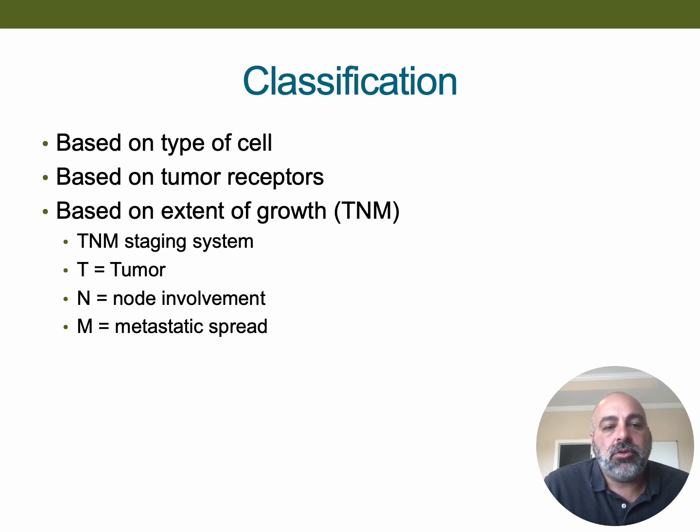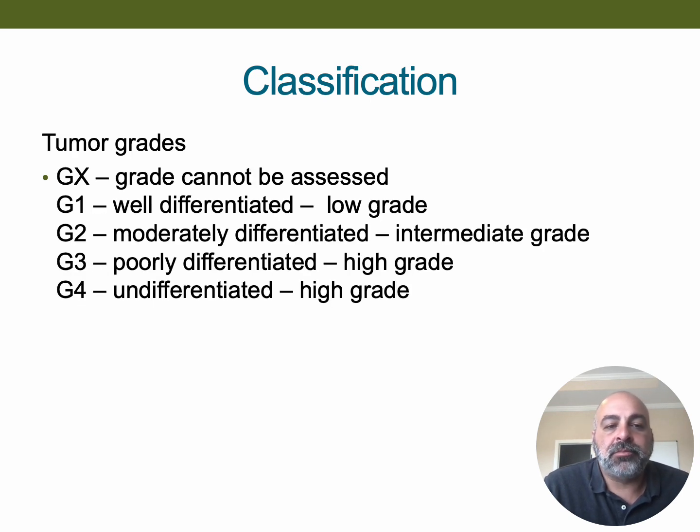So how you do grading is on the TNM staging system. And what that refers to is tumor, node involvement, metastatic spread. So it's like, how big is the tumor in the breast tissue, for example? How many nodes are involved beyond that? And is it somewhere else in the body already? So how they grade is all these points here. So like G1, well differentiated, low grade, okay, so on and so on.